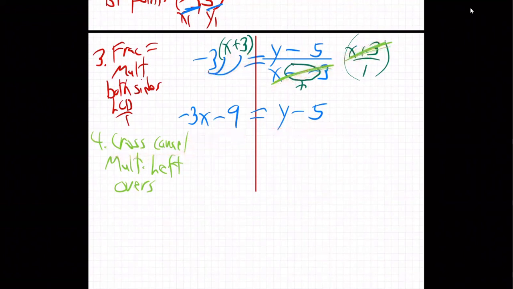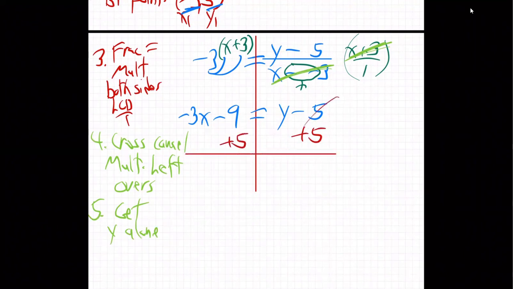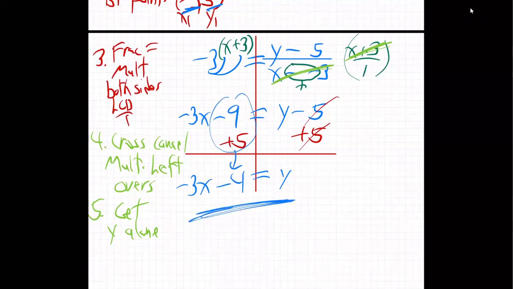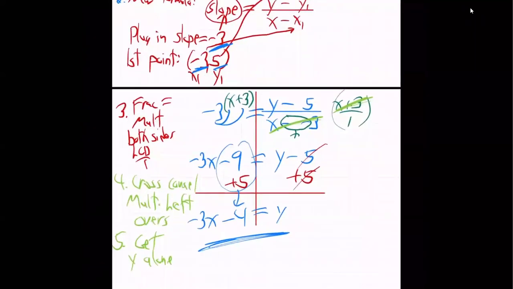All right. And then step 5, get y alone. So last step, just add the 5 to both sides, and boom and a boom. And so y equals minus 3x, minus 9 plus 5 is minus 4. And there we go. Minus 3x minus 4. We got it.